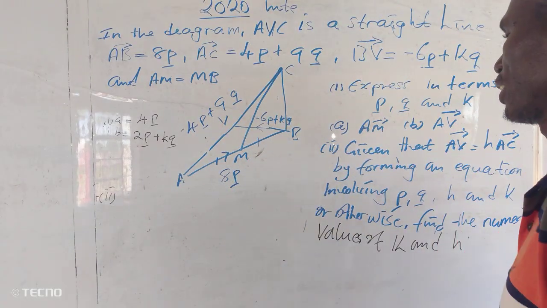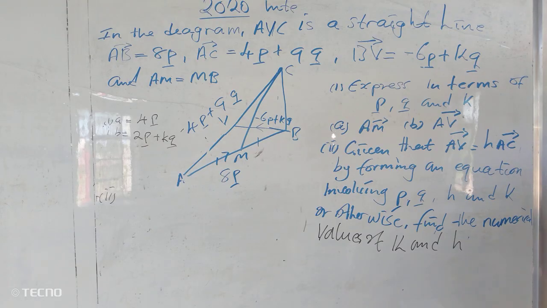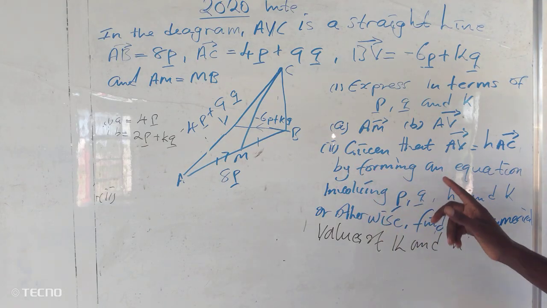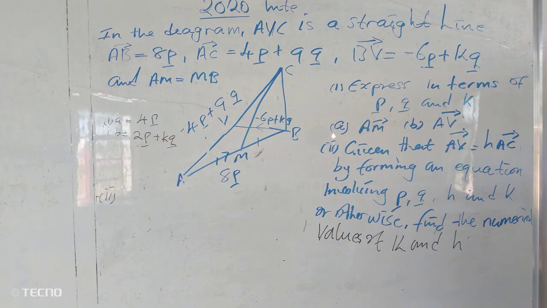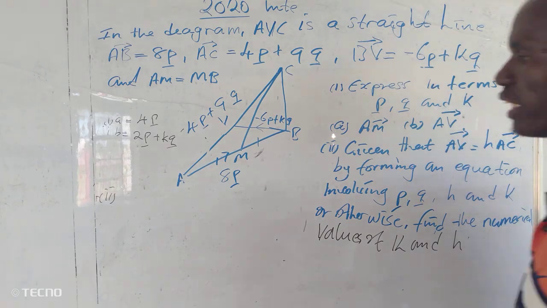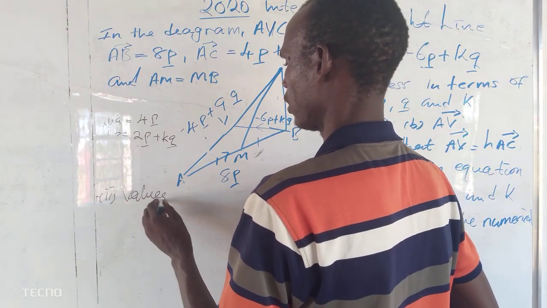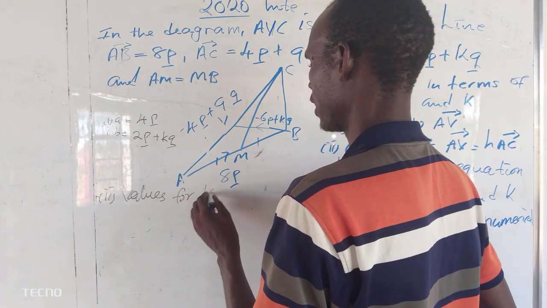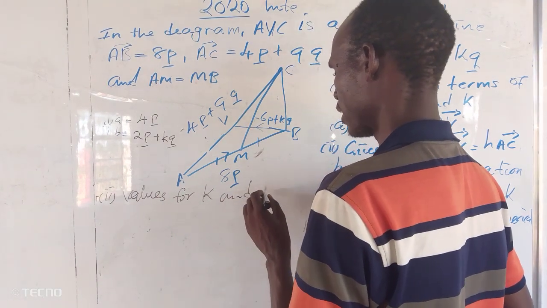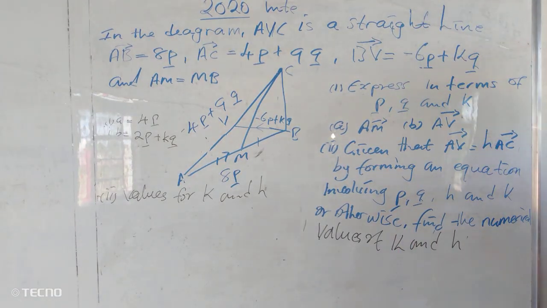What does Roman numeral 2 say? Given that vector AV is equal to H vector AC, by forming an equation involving P, Q, H and K, or otherwise, find the numerical values of K and H. Meaning in this question, they want you to find the values. The values for what? K and H. How do you get those values? You follow the question.